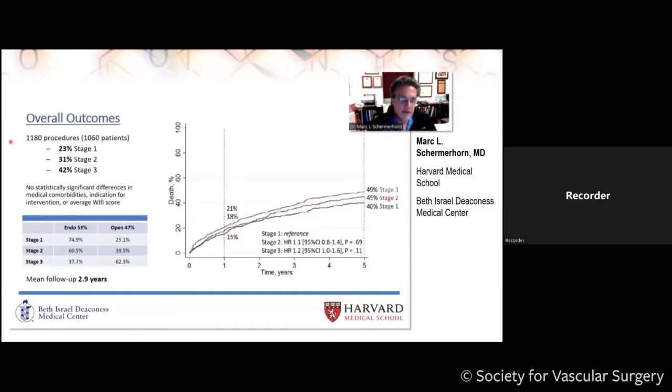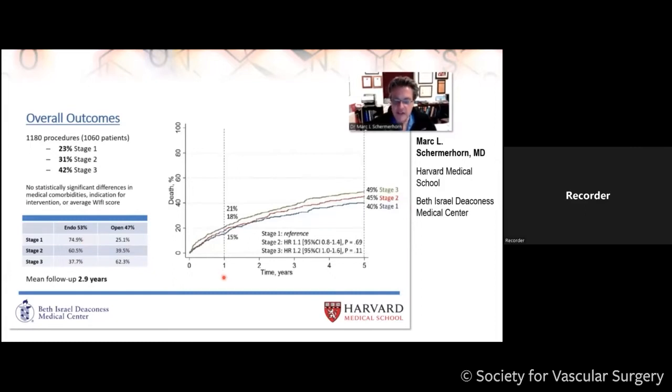We had over 1,000 patients, almost 1,200 procedures. Stage 3 was the most common stage. Stage 1 was the least common. We had about half and half endovascular and open, and there were no differences in these groups in medical comorbidities, indication for the intervention, or the WIfI score. But you can see that the more advanced disease was much more prevalent in the open patients rather than the endovascular group. Our average follow-up was 3 years.